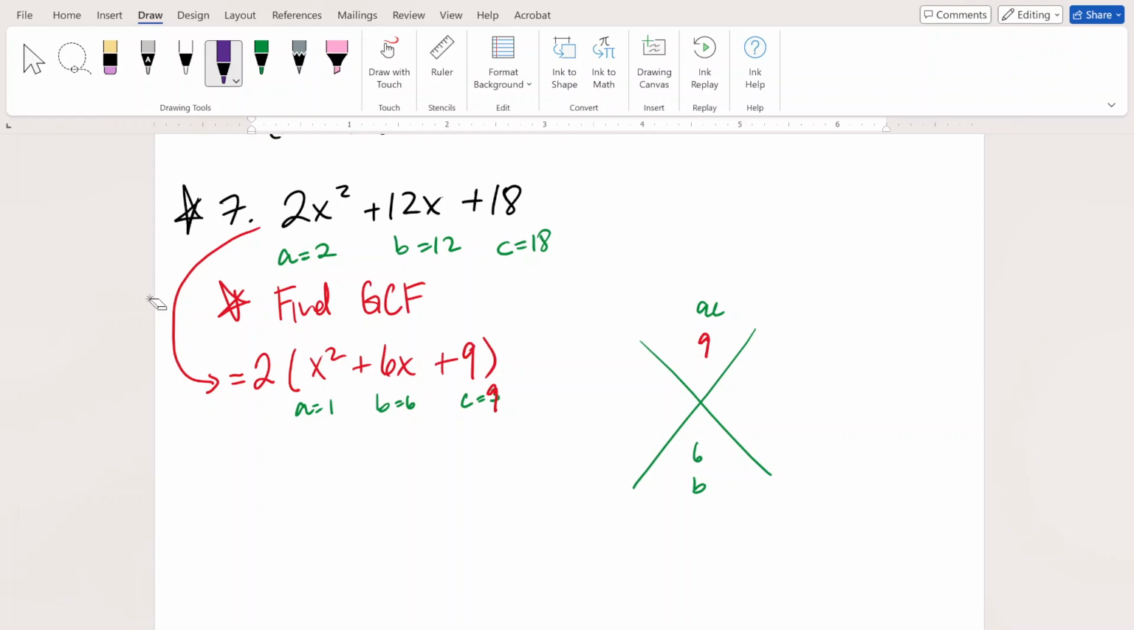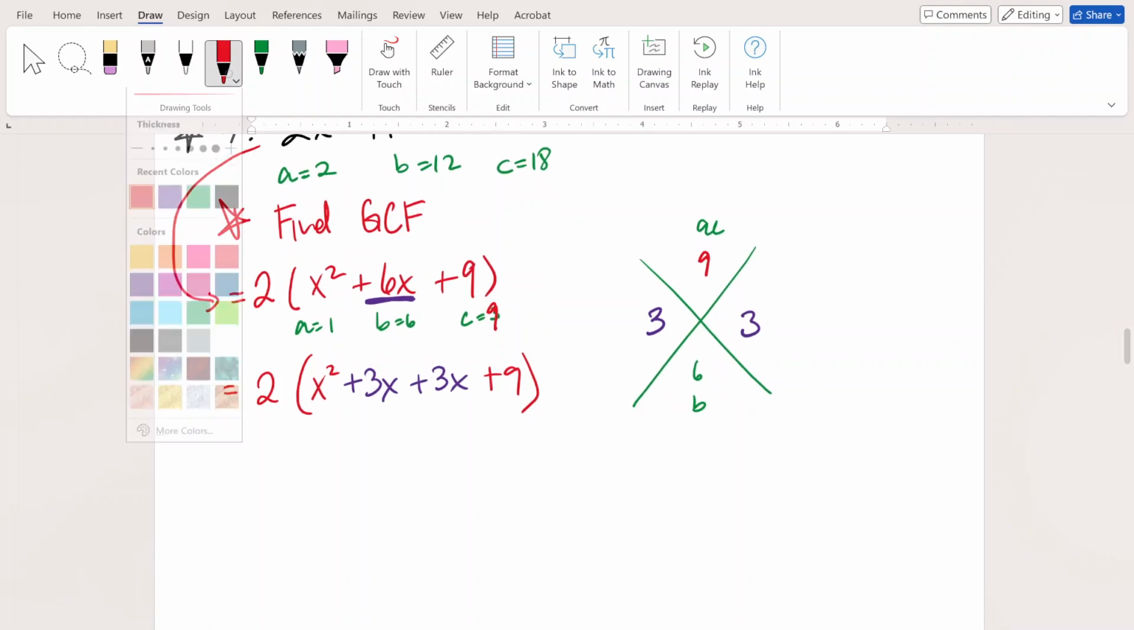1 and 9, 3 and 3. Oh, 3 and 3. Those two positive numbers multiply to 9 and they add up to positive 6. So that's going to replace this middle term there. So that plus 6x is really plus 3x plus 3x. You still have the plus 9 and the x squared in front. Don't forget your parentheses and the 2 that's already there.